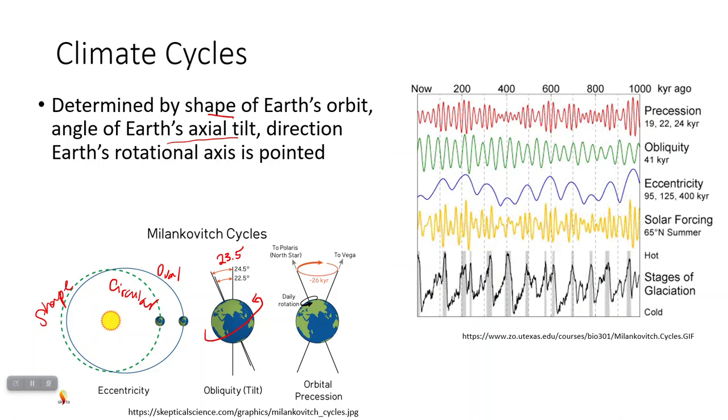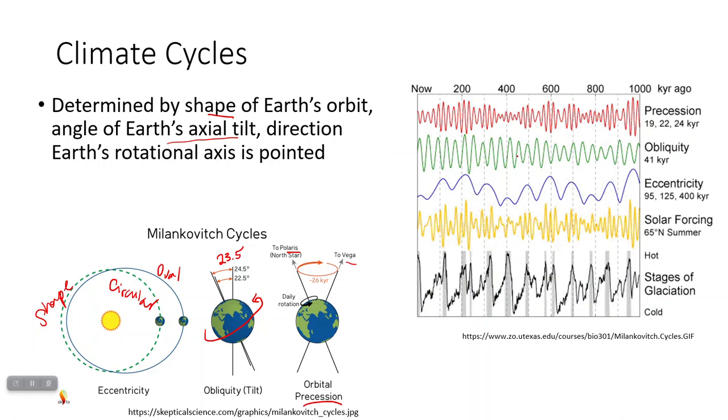And then there's also the direction that our rotational axis is pointed. This is called precession. And sometimes it's pointed the direction that we're kind of noting here is towards the North Star versus towards Vega, but this can affect when our northern hemisphere is pointed towards the sun, and therefore is in summer season versus when our northern hemisphere is pointed away from the sun and is therefore in the winter season.